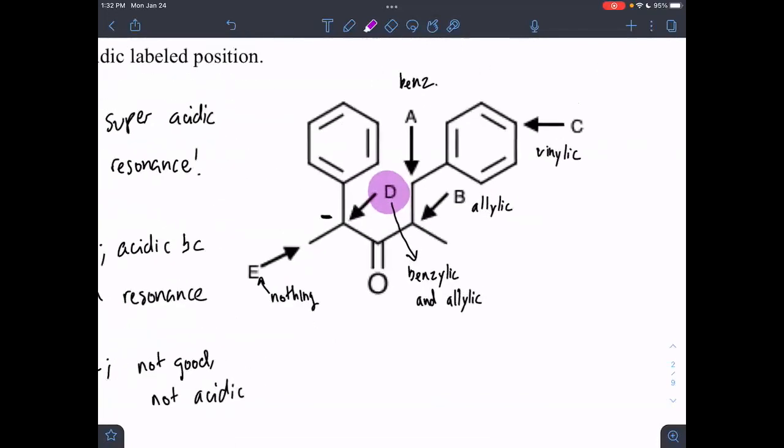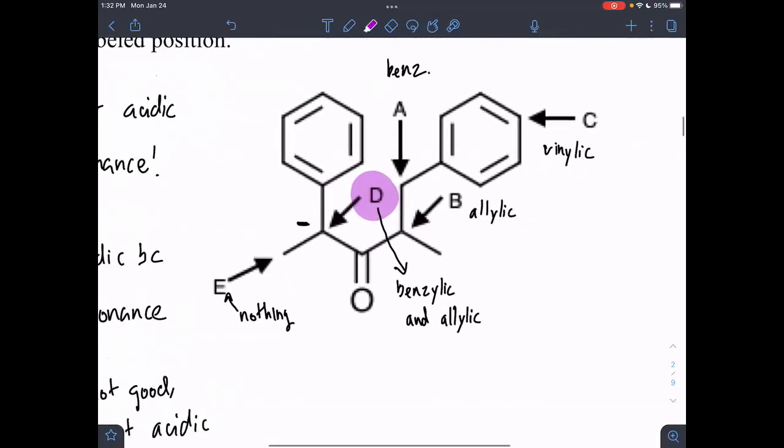About D. So D is one carbon away from the benzene, and it's also one carbon away from the double bond, and that makes it both benzylic and allylic. So you get resonance stability from both sides. As an acid, you donate a proton, right? And in its wake, you leave a negative charge. That charge is going to get resonance stabilized by both groups. And because that proton is so ready to dissociate because it's so stable, that makes it the most acidic proton.